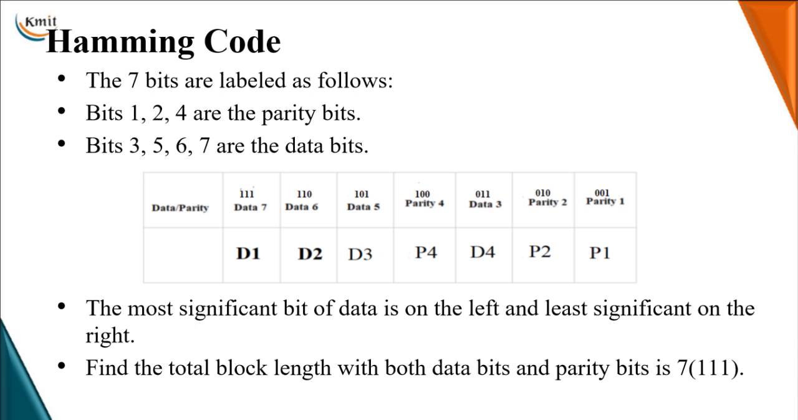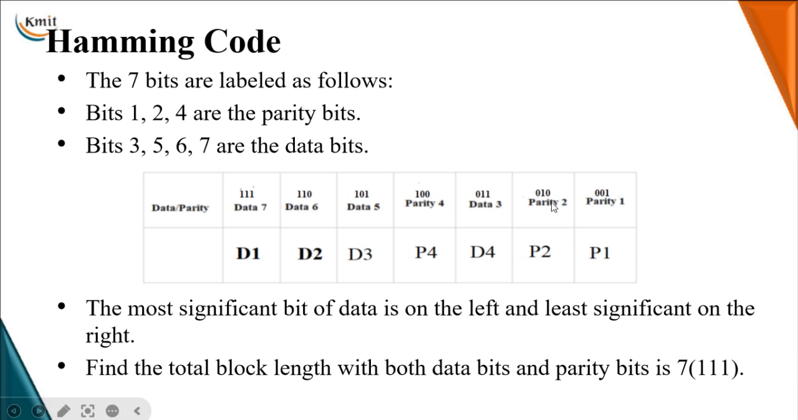Now verify the parity bit positions. Parity 1 is 001, parity 2 is 010, and parity 4 is 100. When I compare with all the remaining data bit positions, only these three have a single 1 in their binary representation. So 001 has only one 1 in its binary representation.